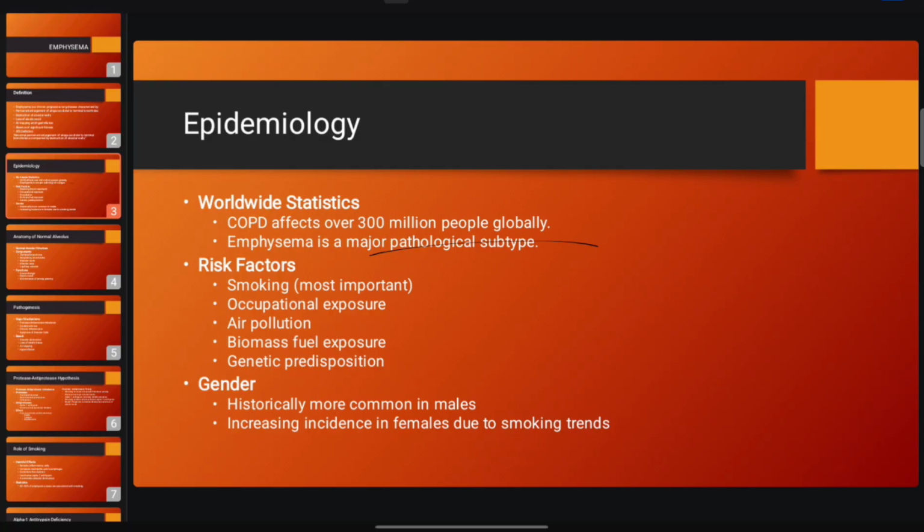Risk factors, if we talk about risk factors, then they include smoking, which is a very important risk factor worldwide, then occupational exposure to some toxins which result in the destruction of the walls of alveoli, and air pollution, then biomass fuel exposures. Genetic predisposition is also a common cause, and then if we talk about gender, it's most common in males, and incidence in females is also increasing due to the trend of smoking, especially in Gen Z and all.